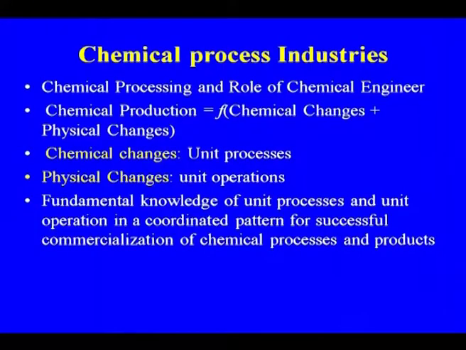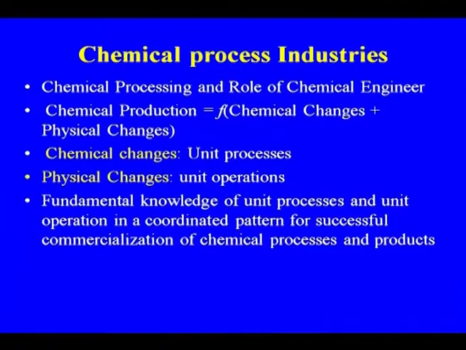In the chemical process industry, chemical production is a function of chemical changes and physical changes. These are the two things that happen. By the reaction of some reactants we produce some product, and then how do we separate the products that are made? For that we have unit operations, which are the physical changes that take place. So chemical change deals with unit processes, and physical change deals with unit operations.